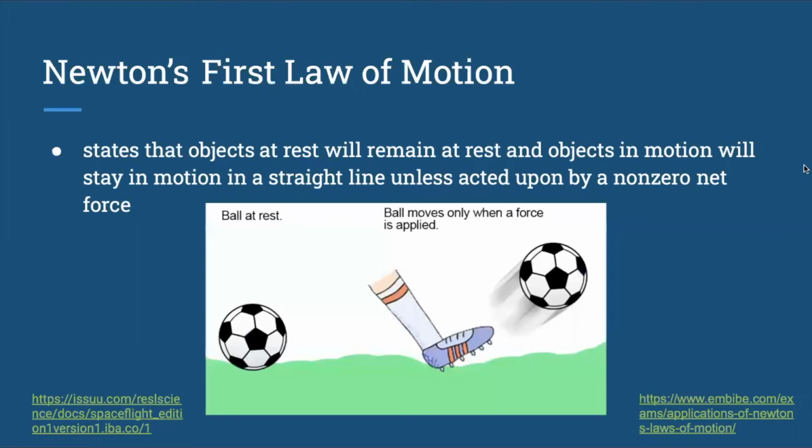So, Newton's first law of motion states that objects at rest will remain at rest and objects in motion will stay in motion in a straight line unless acted upon by a non-zero net force. So, in this picture, I've included a ball that is at rest and it's not going to move unless a force acts upon it. And in the image to the right, a ball is being kicked, so it only moves when a force is applied, and it will continue moving until a force is applied against it.